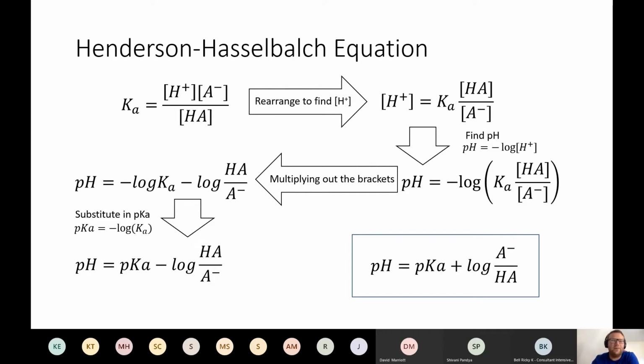the same as pKa. And so if we substitute in pKa, this here gives us the Henderson-Hasselbalch equation. Conventionally, it's written with a positive log, like here. And to do this, you just need to flip over the equation at the end.